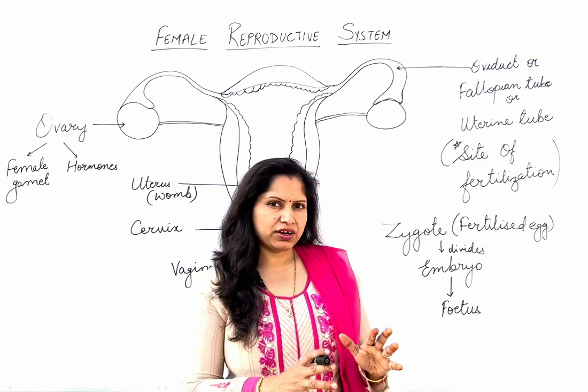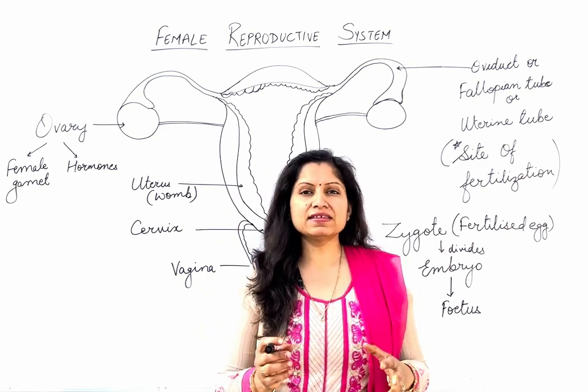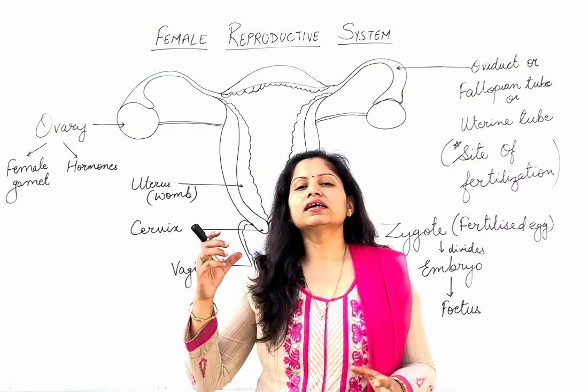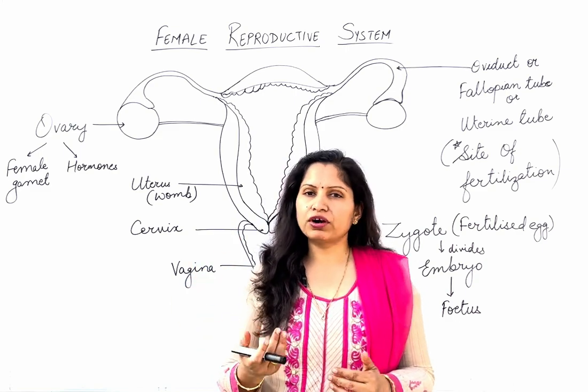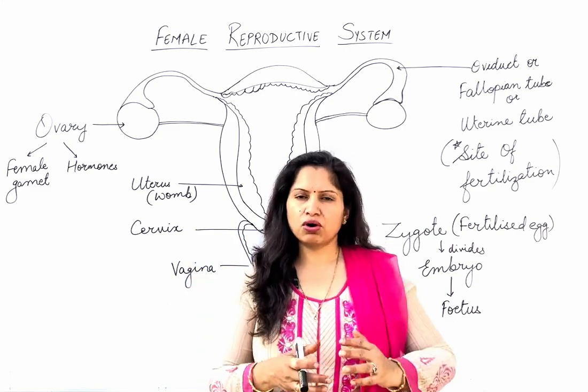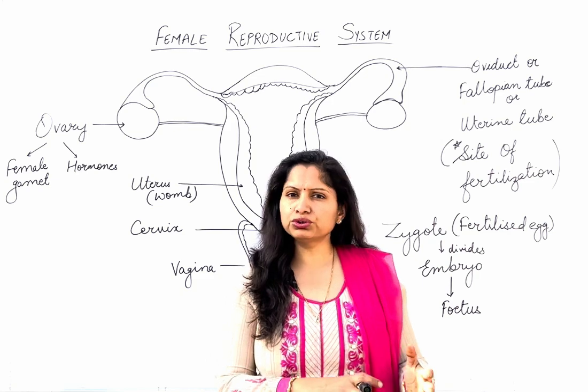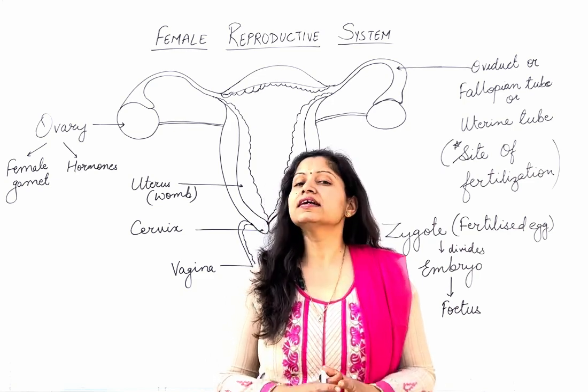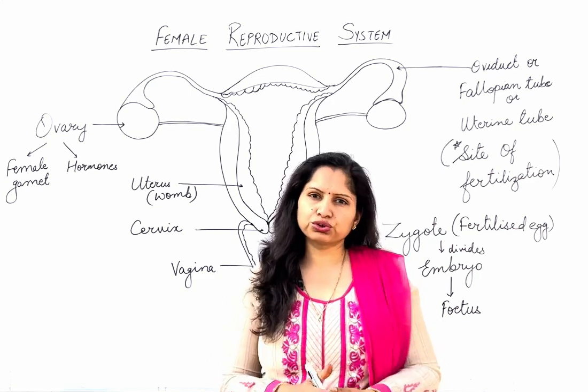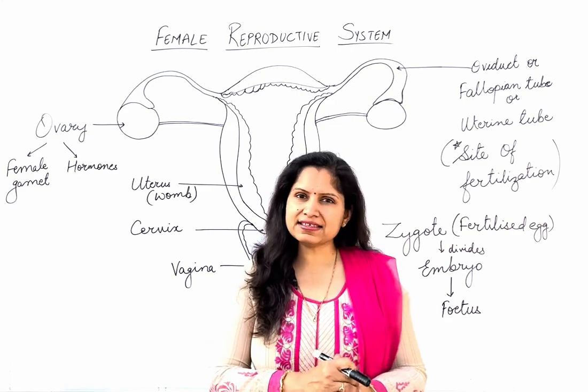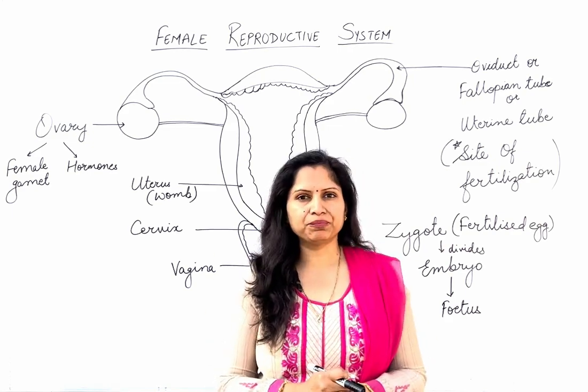This sexual maturity of a male as well as a female is usually marked with a decrease in the general body growth, because now our body is focusing more on the growth of the reproductive organs, and so the generalized growth of the body usually decreases at this age of puberty.